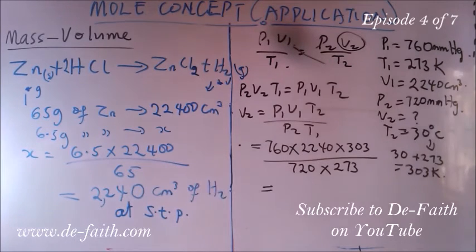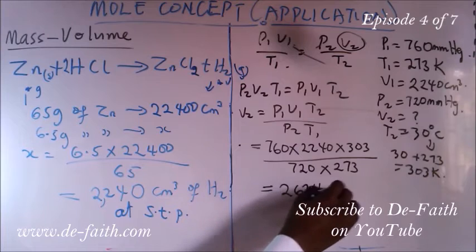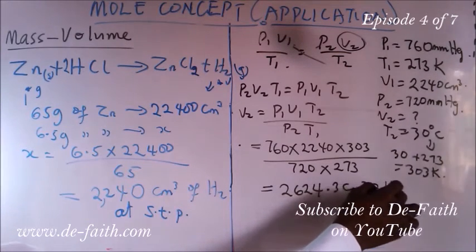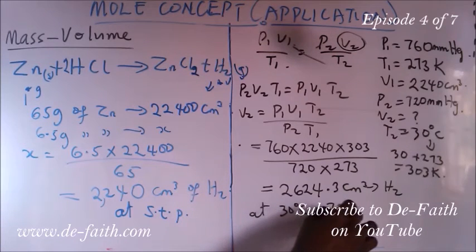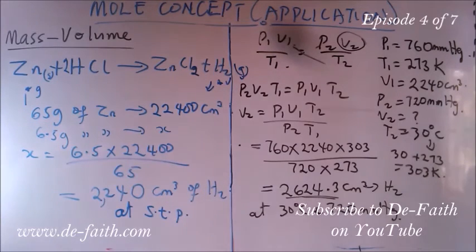And so when we calculate all this, we'll have 2624.3 cm cubed as the volume of hydrogen gas at 30 degrees Celsius and 720 millimeter mercury. So here is our final answer.